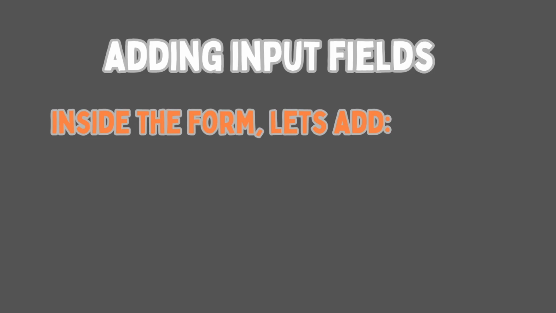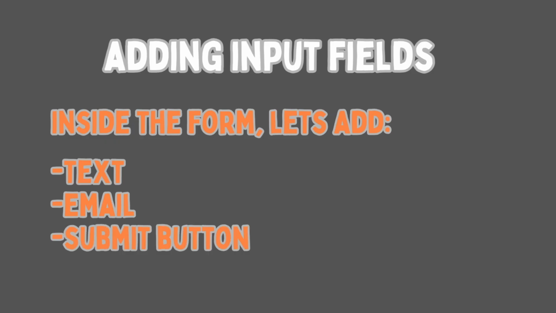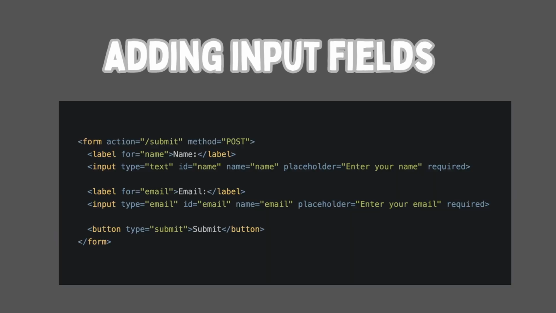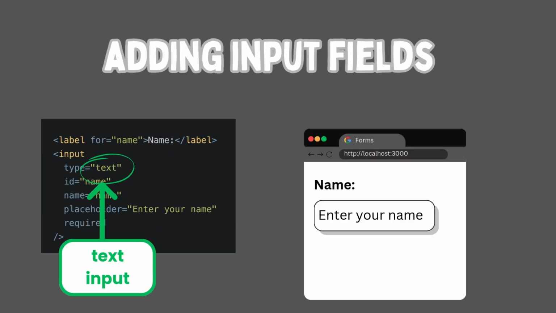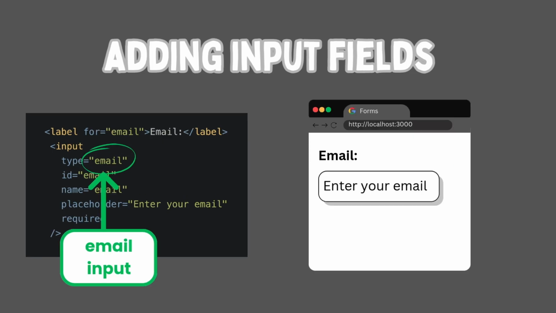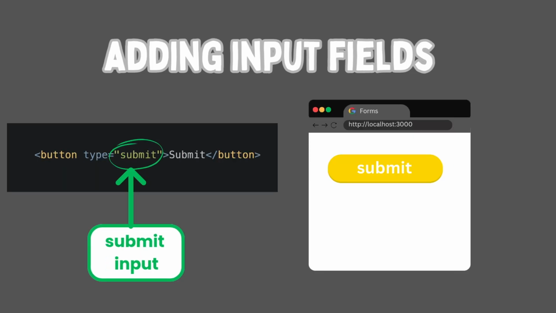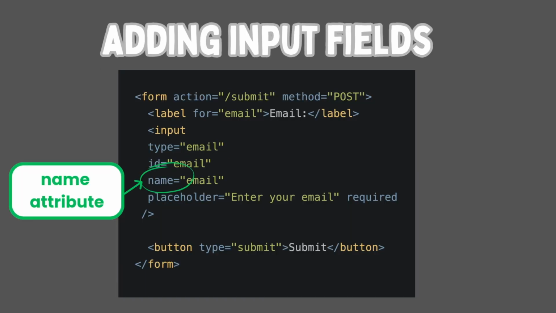Inside the form tag, let's add a few types of input fields: text, email, and a submit form. The type attribute specifies the kind of input: text for general text, email for email addresses, and submit for the submit button. We're also using the name attribute, which labels each input so the server knows what data it's receiving.